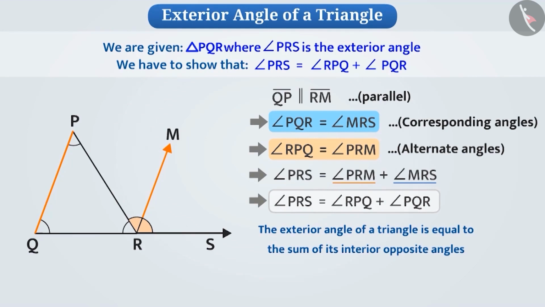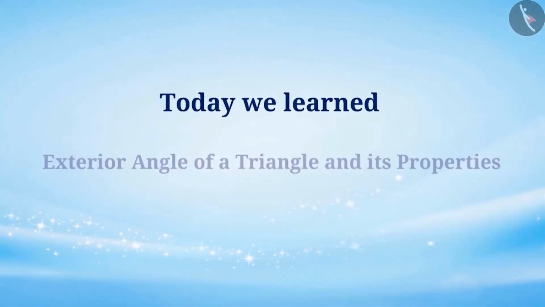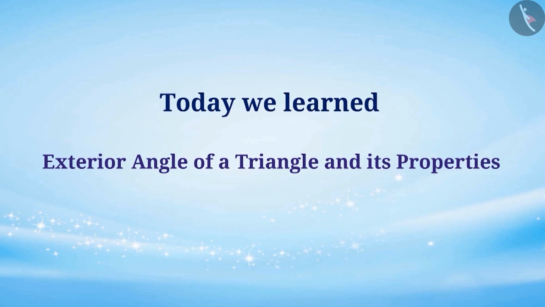The above relation between an exterior angle of a triangle and its two interior opposite angles is referred to as the exterior angle property of a triangle. By now you must have understood the concept properly. Today we learned about the exterior angle of the triangle and its properties. In the next video, we will see some examples related to this concept.